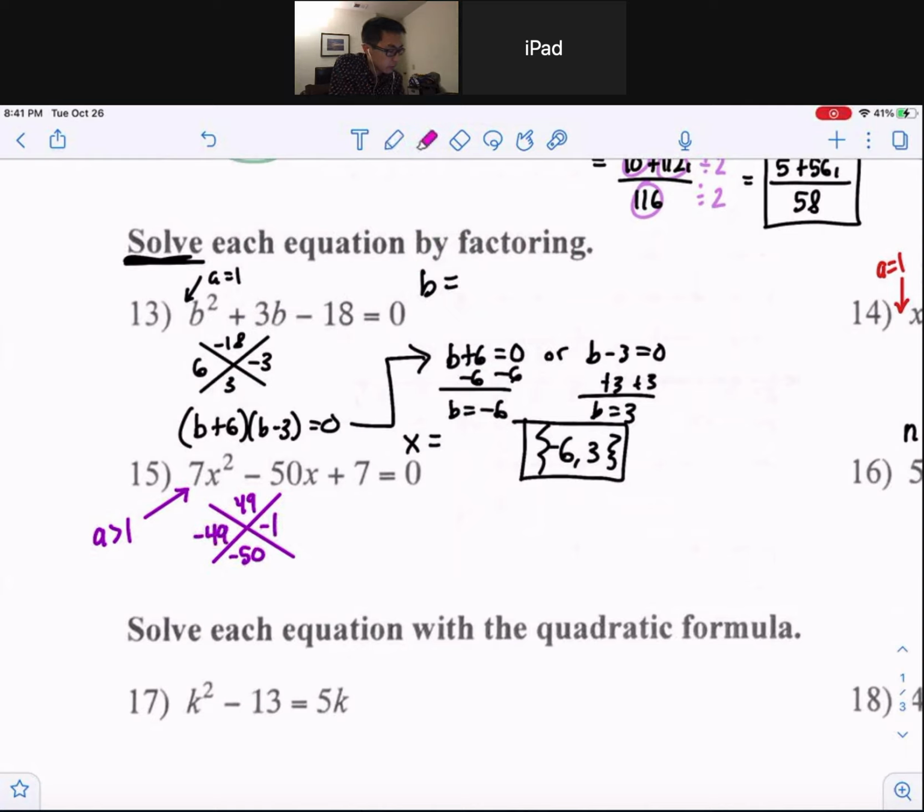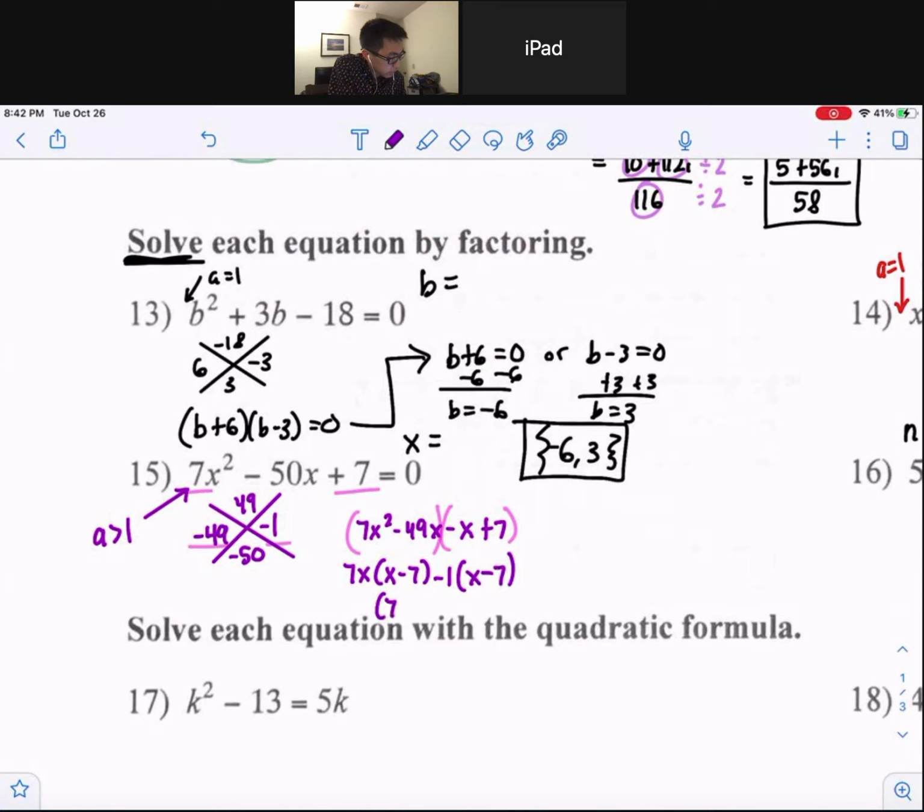So now factor by grouping. These are the four terms you guys use, right? 7x squared minus 49x minus 1x, which is just minus x plus 7. From the first grouping, you guys can factor out a 7x to get x minus 7. From the second grouping, because there's a negative in the front, you gotta factor out a negative 1.